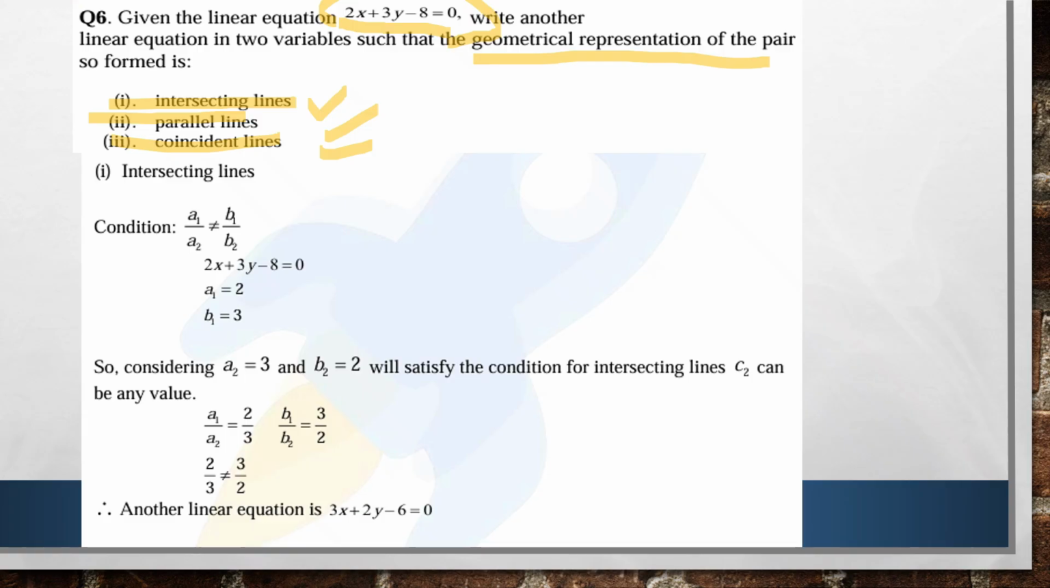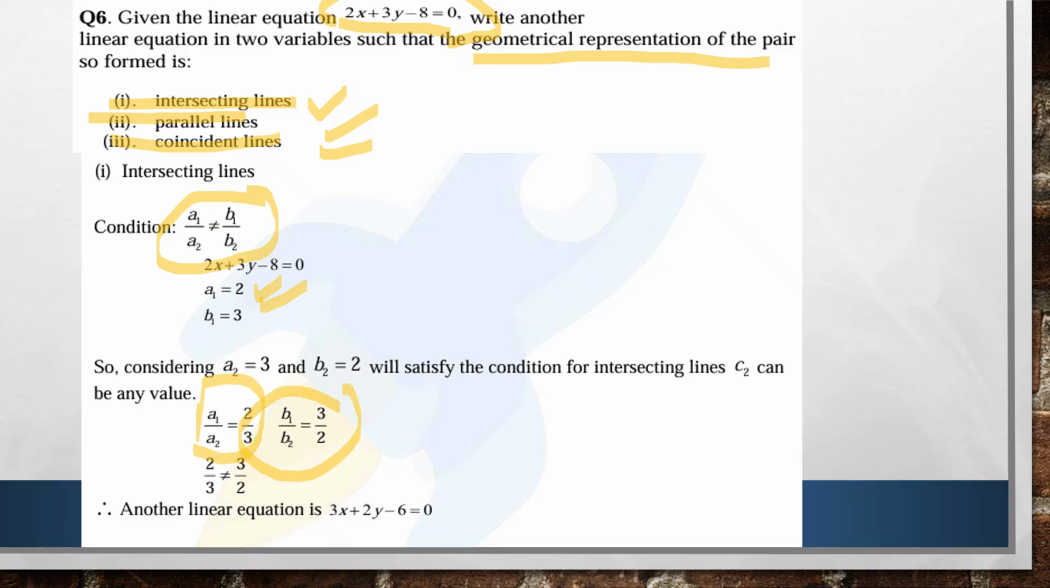So here you know that already a1 by a2 is not equal to b1 by b2 means it is an intersecting line. So I can take a1 as 2, b1 as 3, then I can say a1 by a2 is equal to 2 by 3, b1 by b2 is equal to 3 by 2.